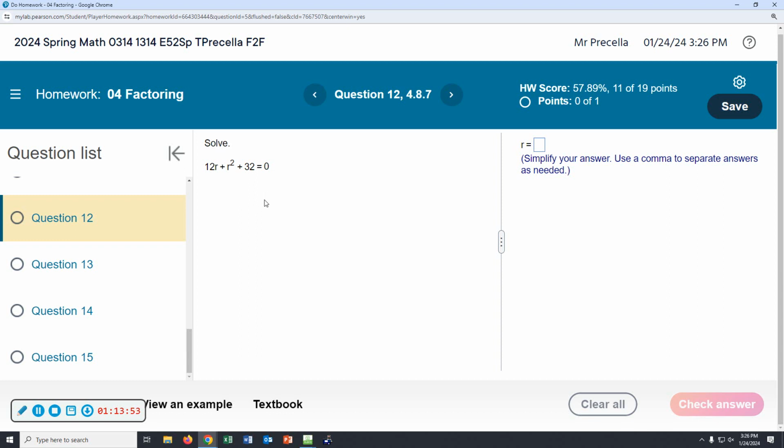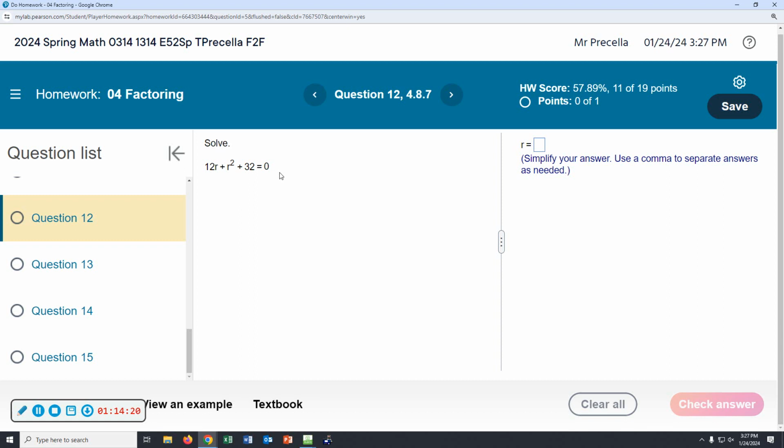Why are you using R and T? Oh, my goodness. That's an R and R. Oh, my gosh. Mark it out. Oh, wow. You don't make those mistakes. Oh, sure I do. 12R plus R squared plus 32 equals 0.